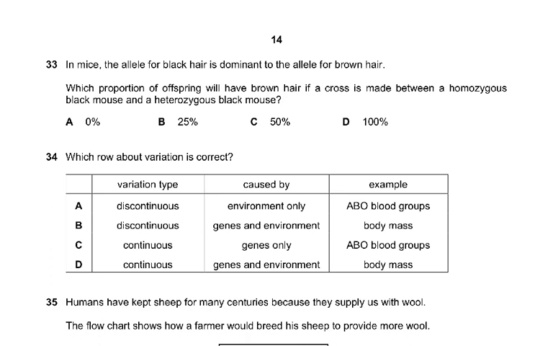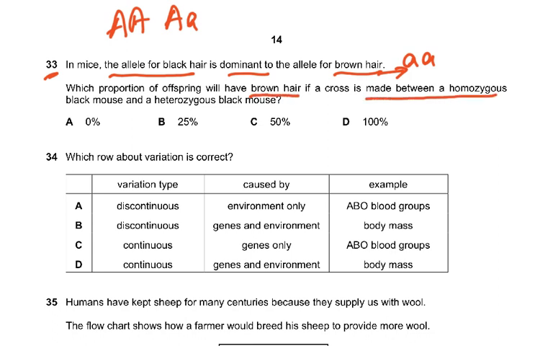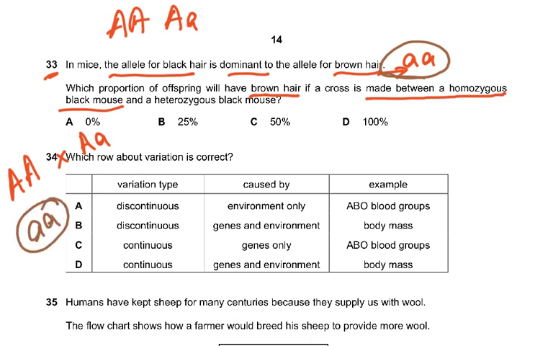Now, another very good inheritance question. In mice, the allele for black hair is dominant to the allele for brown hair. So, brown hair would be this. And black hair would be either this or this. Now, which proportion of offspring will have brown hair if a cross is made between a homozygous black mouse and a heterozygous black mouse? Homozygous black mouse means this. And a heterozygous black mouse means this. So it says what will have brown hair? Brown hair has to be this. Now they cannot be any this because there's only one small a here.